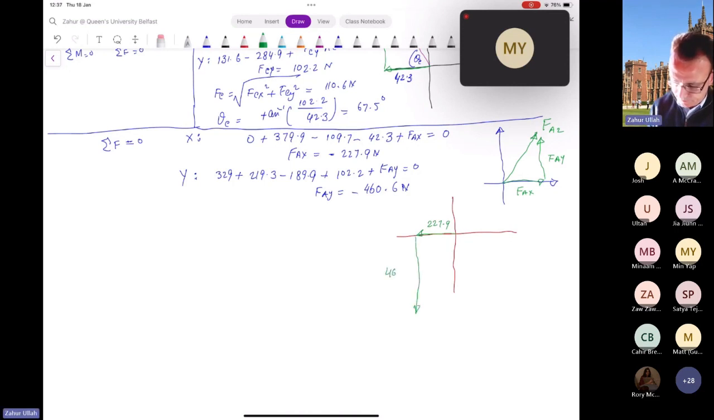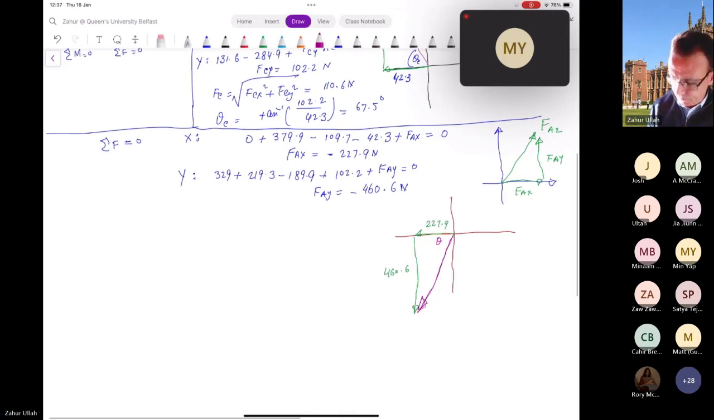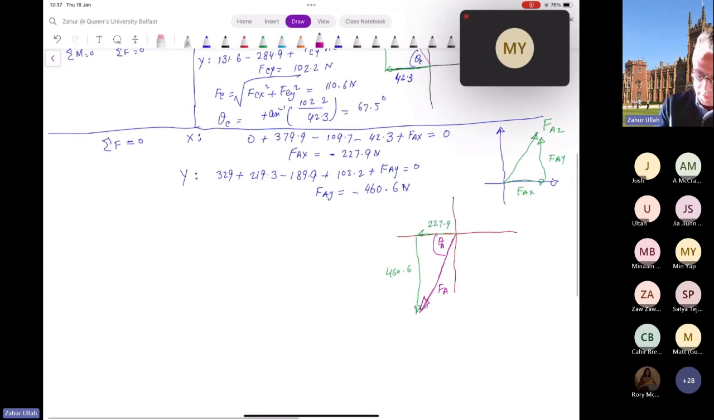So 460.6. And then this is the resultant here, and this is our theta, resultant theta A, and this is FA. So now you can calculate FA here. FA will be the square root of FAX squared plus FAY squared.